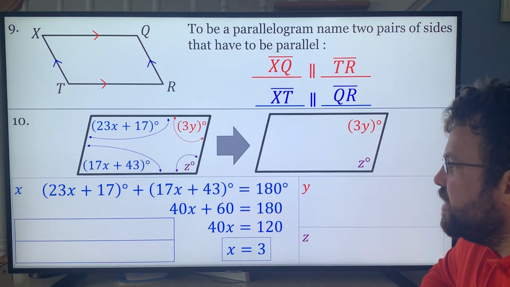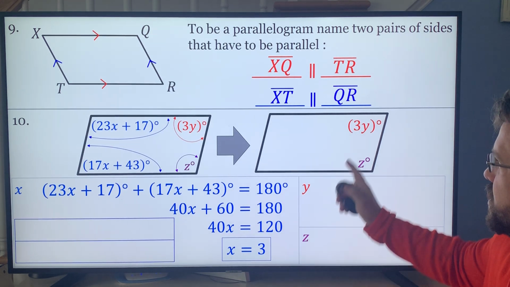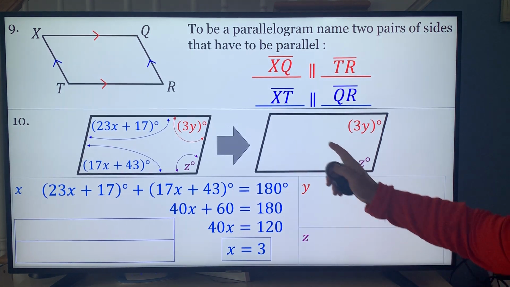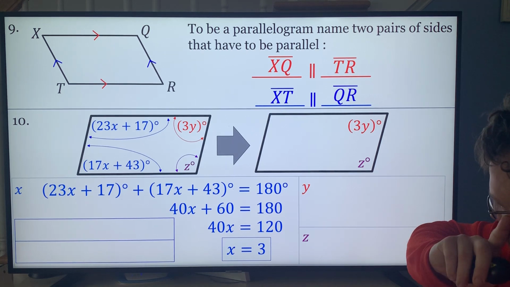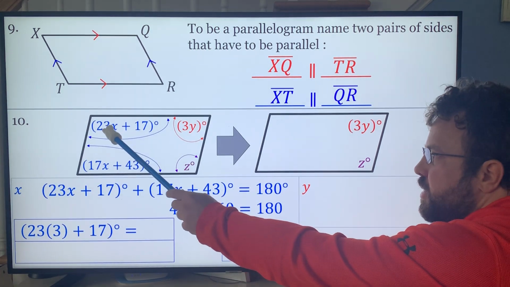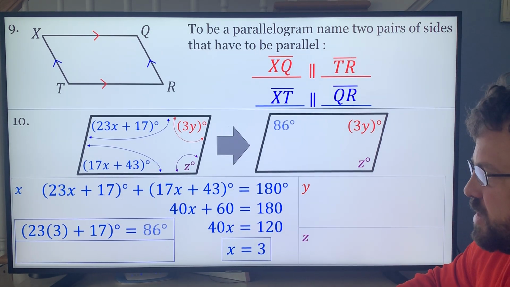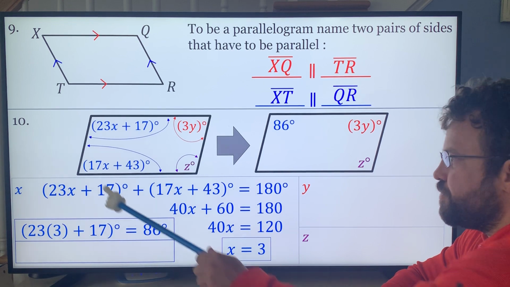Now, here's the important thing after you find x. We still need to find y and z. In order to find y and z, x doesn't help us. We need to know what these actual angles are. So what do we do with that 3? We're going to plug it in for the x. 23 times 3 plus 17. 23 times 3 is 69 plus 17 is 86.